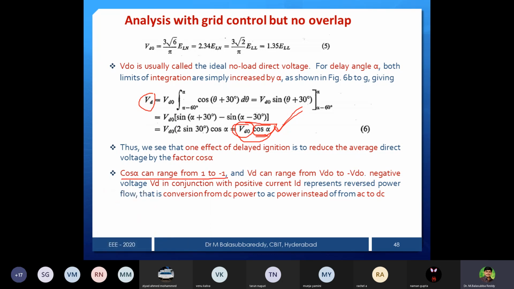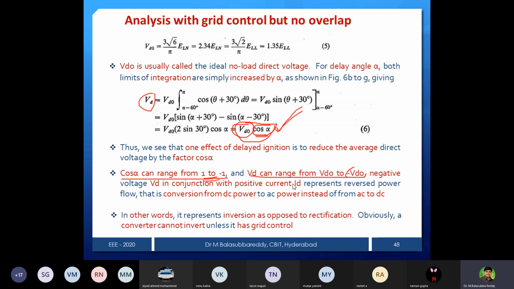Cos alpha varies from -1 to +1. If I put alpha as 180 degrees, it is -1, and at 0 it is 1. So that's why the variation is from 1 to -1. So then Vd can also change from Vd naught to minus Vd naught. So that is the variation.